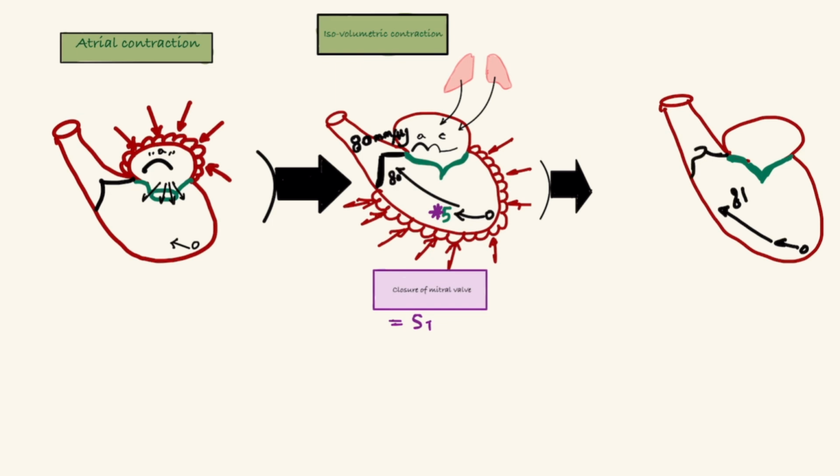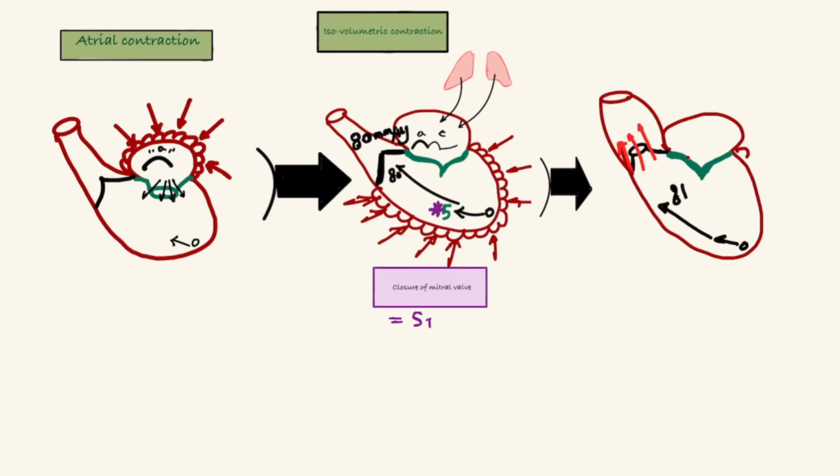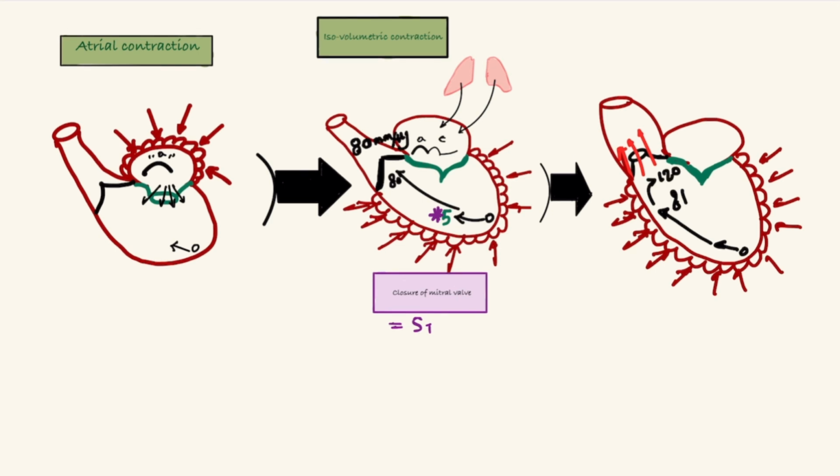As soon as the ventricular pressure exceeds aortic pressure, the aortic valve opens. This marks the end of the isovolumetric phase and the beginning of rapid ejection, where blood is ejected from the ventricle into the aorta. As the ventricle contracts further, aortic pressure rises to about 120 mmHg, and blood continues to flow rapidly into the aorta. The aorta stretches to accommodate the increased blood volume due to its elasticity.